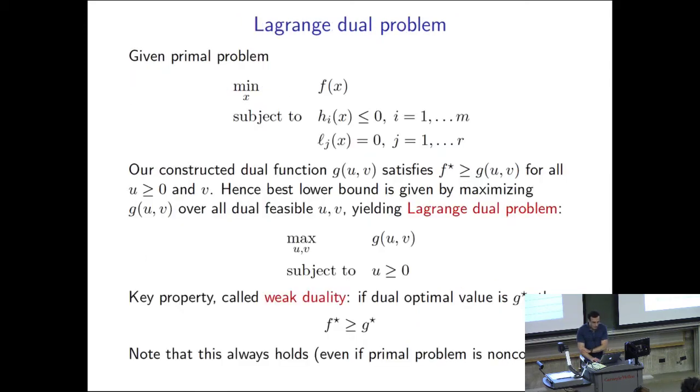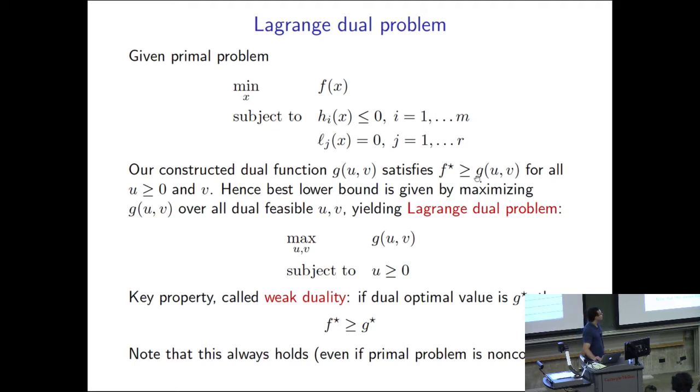So let me define the Lagrange dual problem, and then we will take a quick break. We've been mentioning it implicitly so far. It's something that we've been mentioning with almost every example we've given, but here is the formal definition. Starting with this problem, we define its Lagrange dual function, as we've done already, to satisfy this inequality for all dual feasible u and v, which means that u is bigger than or equal to 0 and v is anything.